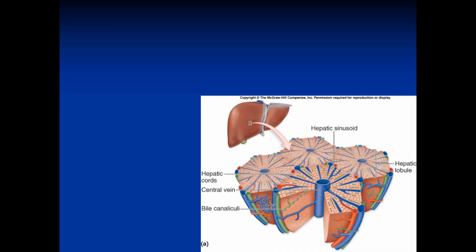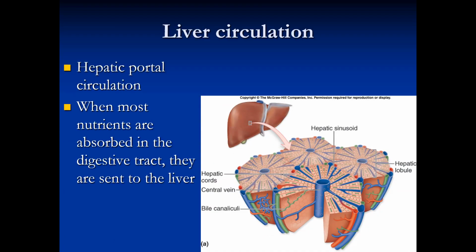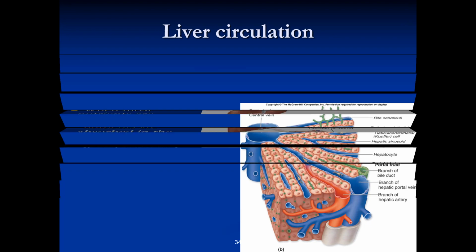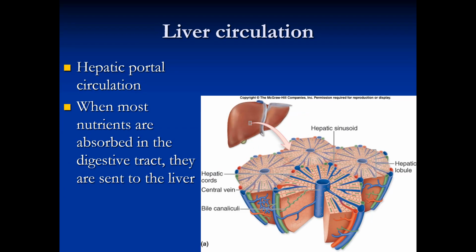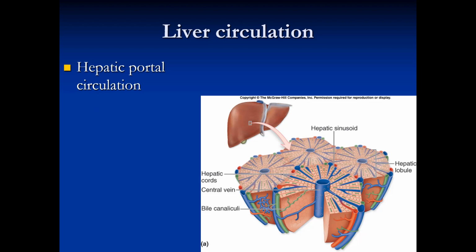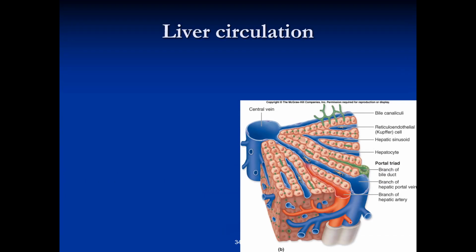All right, so I told you I would come back to the liver circulation, and I want to kind of finish up with this because this is really important. We're actually going to see this again with the digestive system, but I do have to bring it up now because it's part of the circulation also. So the hepatic portal circulation is basically blood flow from the digestive tract going into the liver. So when most nutrients are absorbed in the gastrointestinal tract or digestive tract, they're sent to the liver. Inside the liver, it looks like this.